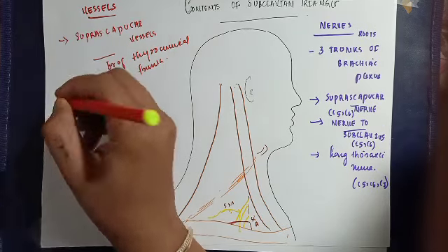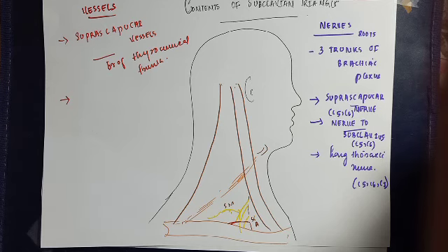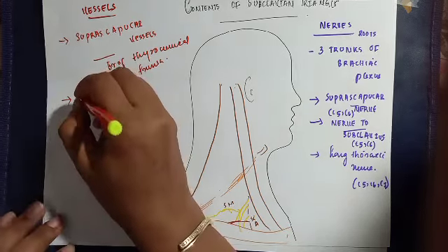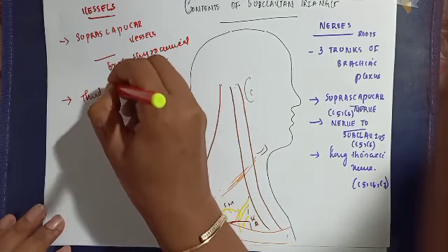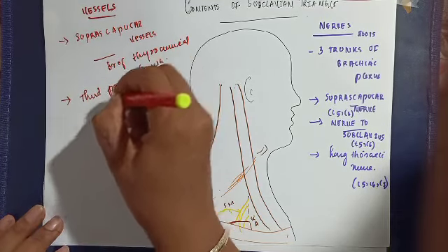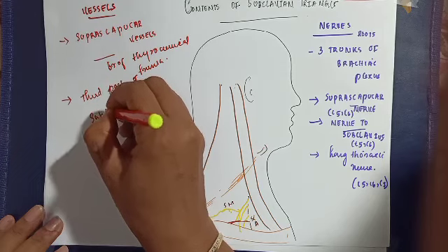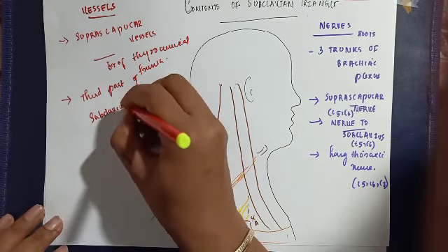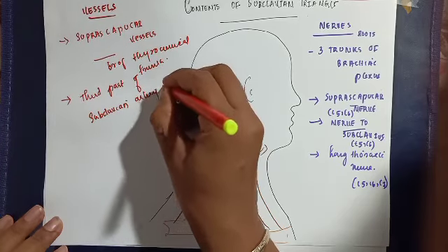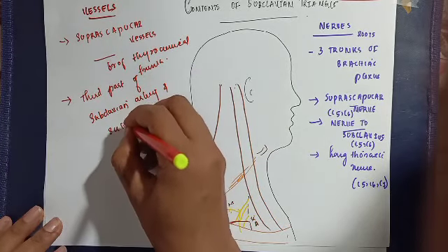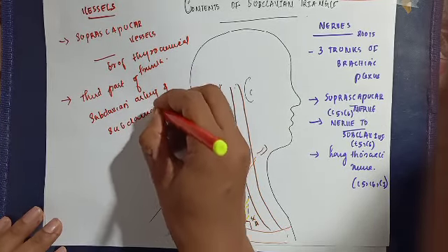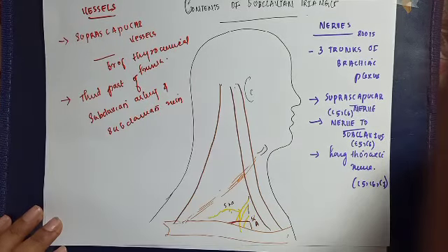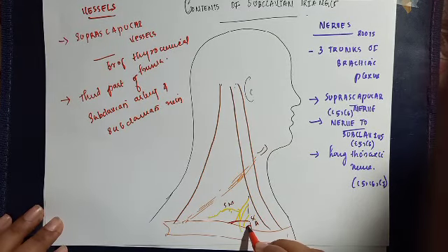And you have two important vessels here, the subclavian artery and the subclavian vein. The third part of the subclavian artery and the subclavian vein are present in this region. That is very important. That is why it is known as the subclavian triangle. So they are present in this region.